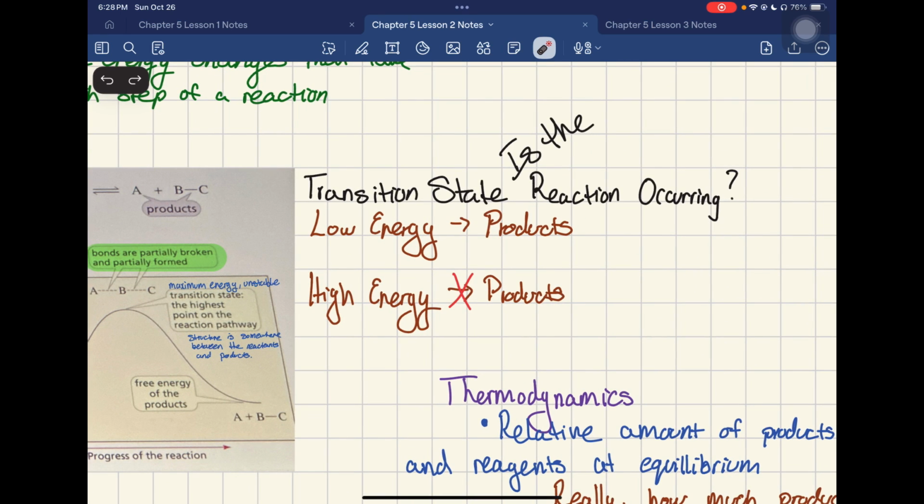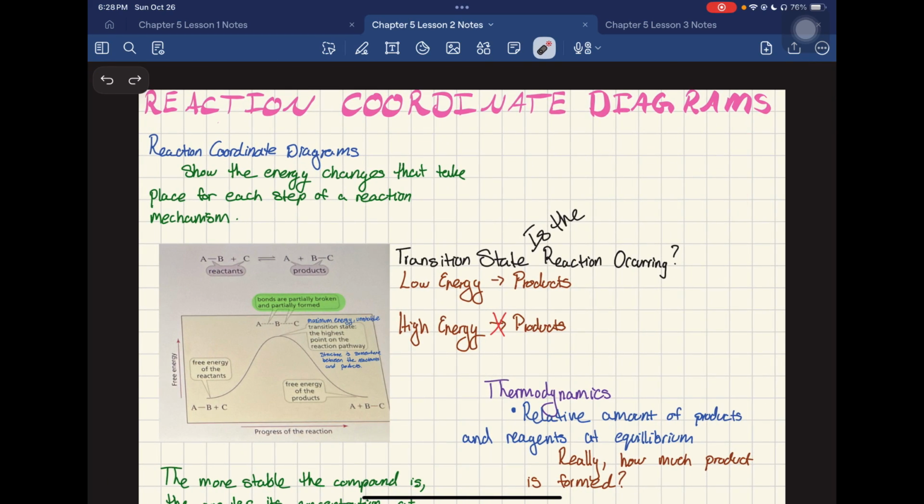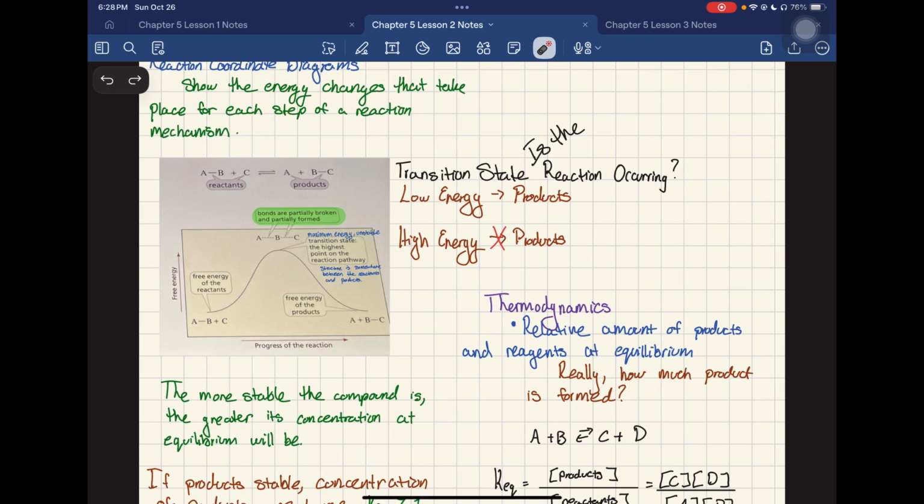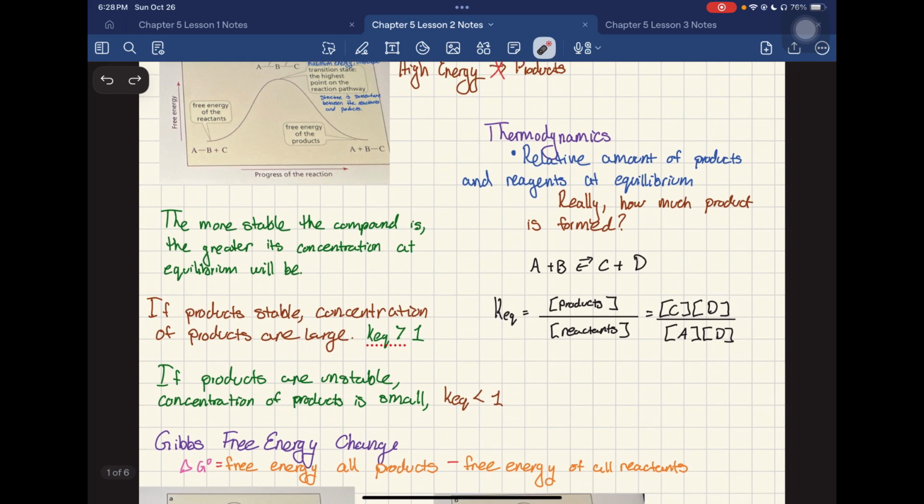And then right here, in a transition state, if there's low energy, then the reaction will move forward, right? There will be products. However, if it is high energy, the reaction will not move forward. There will be no products. And then the more stable the compound is, the greater its concentration at equilibrium will be. We can tell that through K equals right here.